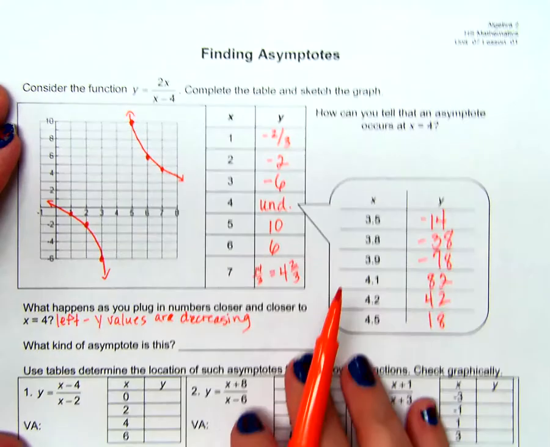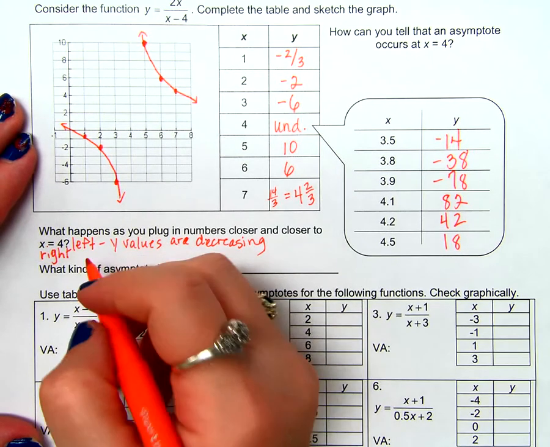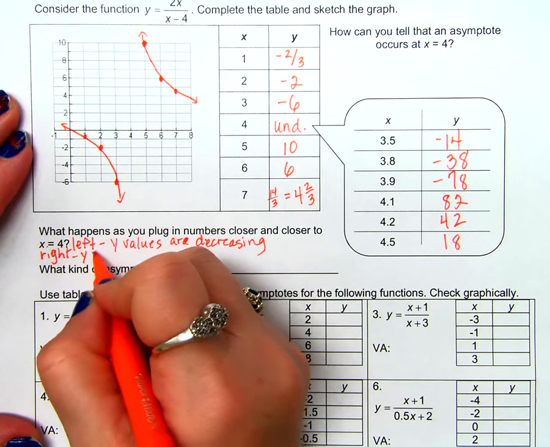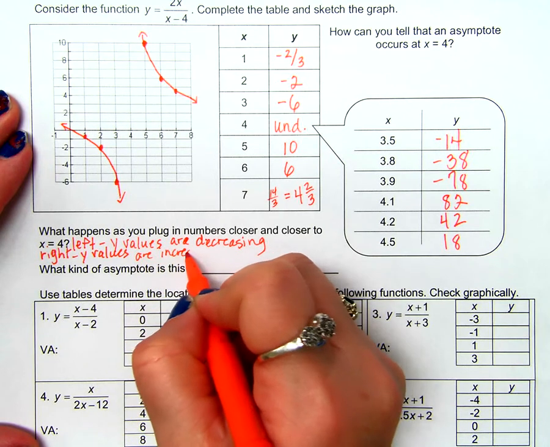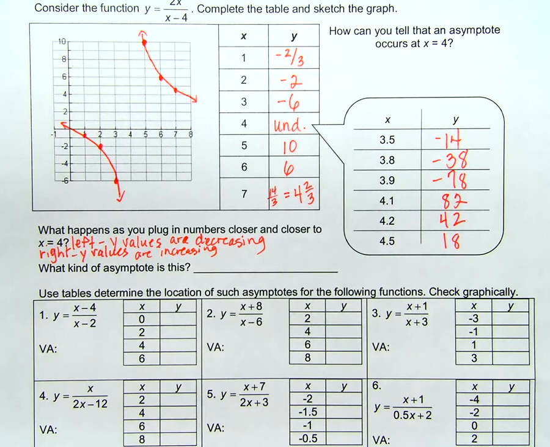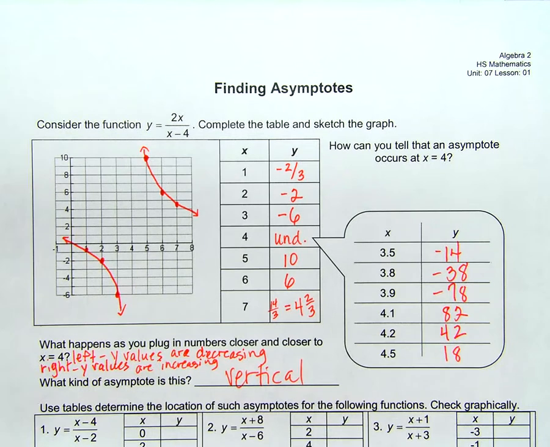They're increasing, aren't they? So from the right, sorry this is so small, they didn't give me much room to write. Y values are increasing. Okay. What kind of asymptote is that for? How do you know it's vertical? Okay, maybe I don't understand then. Because I don't see anything at 4.